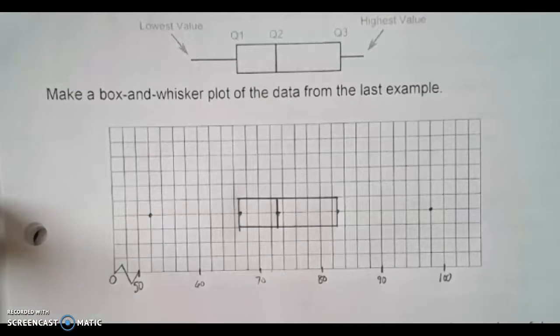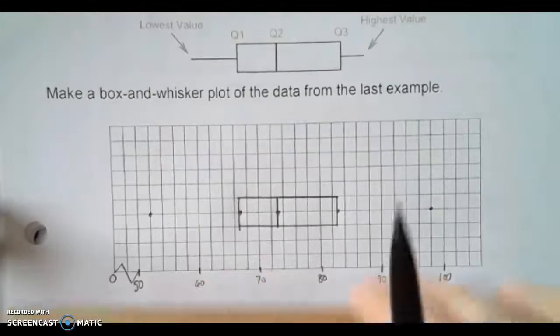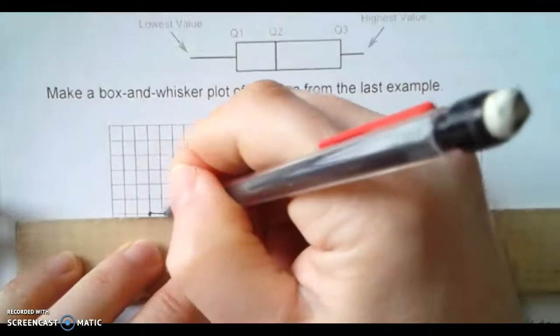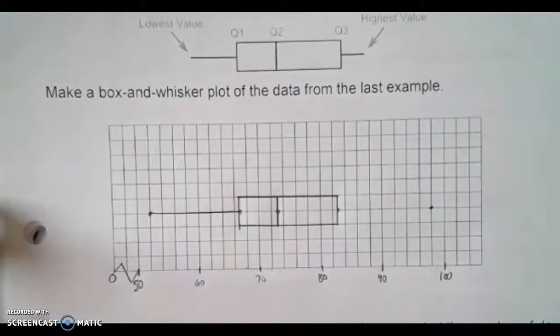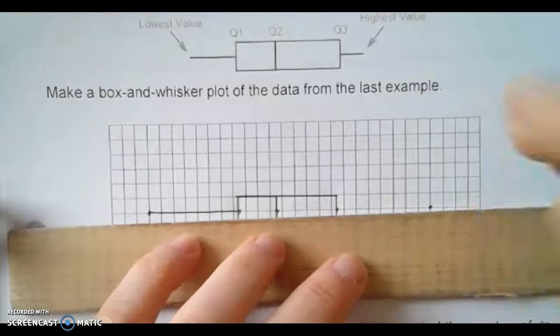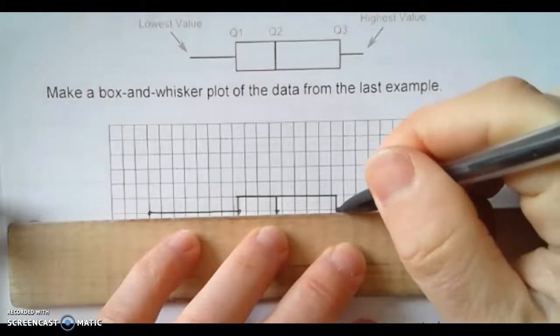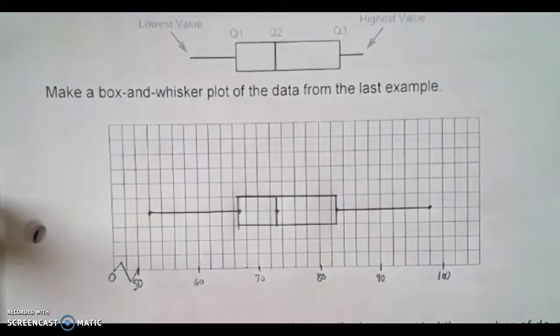Now all we have to do is draw in the whiskers. The whiskers go from the minimum up to Q1, so I'm just going to draw this line here. The minimum up to Q1, okay? I'm going to stop there. And then I'm going to do the same thing with the other whisker, which goes from Q3 up to the maximum. So just draw a little line that looks like that. And this is a completed box and whisker plot.